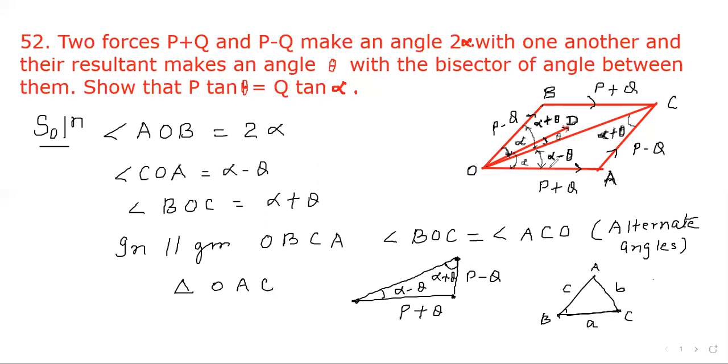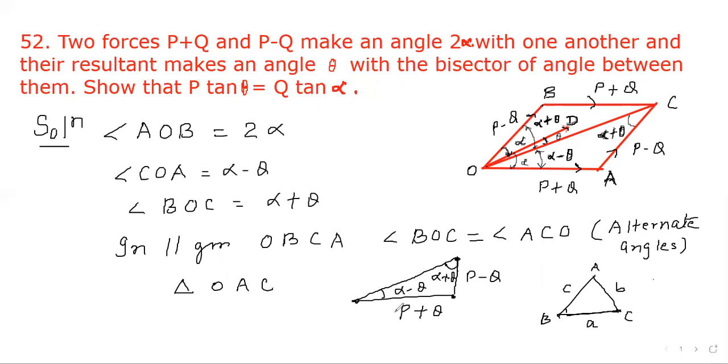So the remaining angle will be, since this is alpha, then here theta is subtracted, so alpha minus theta, and this upper angle, that is BOC, will be alpha plus theta. So here angle BOC equal to angle ACO, alternate angles of the parallelogram. So we have got the relation. So now we consider this triangle OAC.